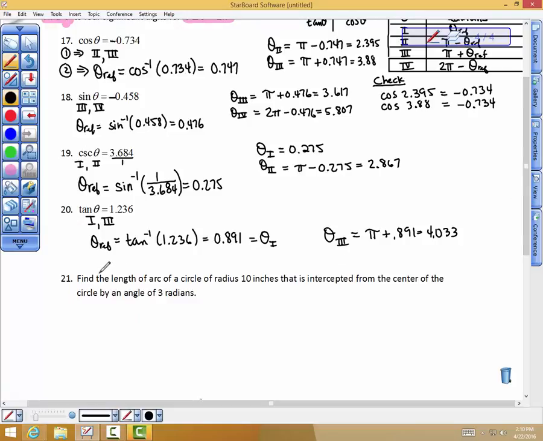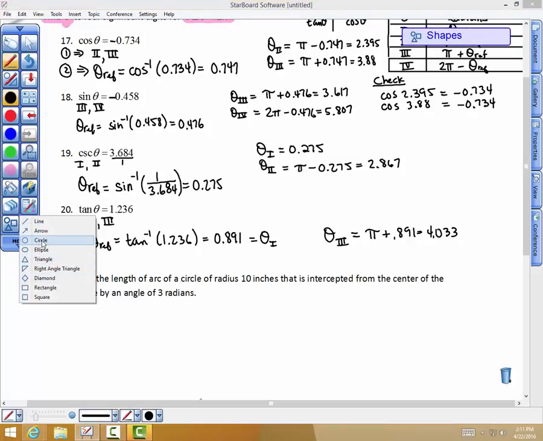All right, let's go ahead and scroll a little bit to see this next problem. Just a little. This is going to lead us into some stories, some applications of arc length, areas of a sector, and some physics problems involving angular speed and velocity of a point on an object that's rotating in a circle. So we're going to find the length of arc of a circle. So it's a portion of a circle, circumference, a portion. The radius is 10 inches. That intercepts from the center of the circle by an angle of 3 radians.